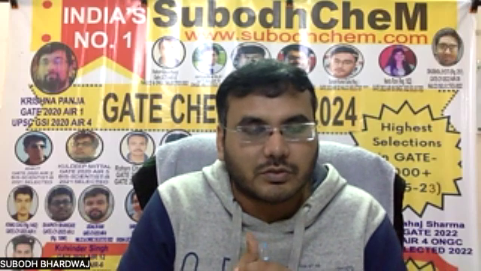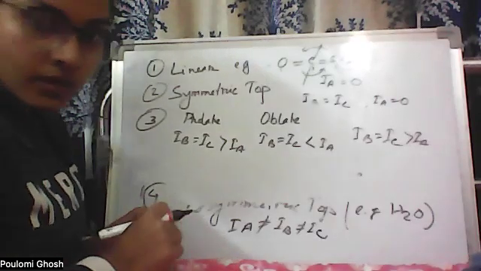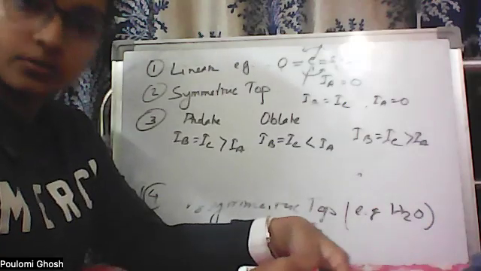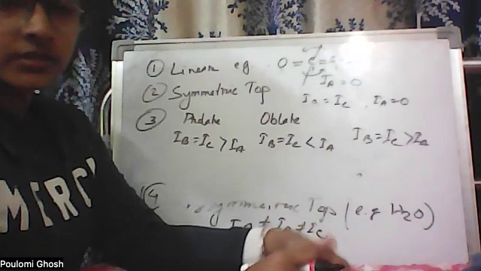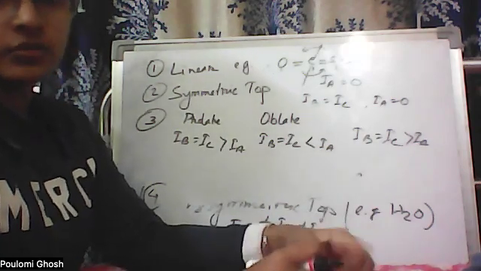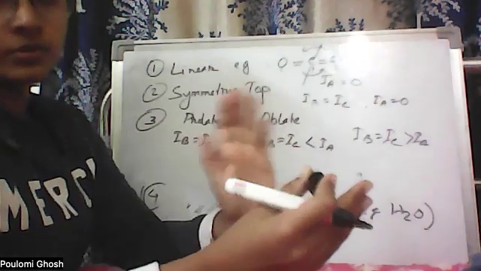What are the main uses of polyatomic molecules in rotation spectra? Sir, from the spectrum, we can calculate the value of B, which is the rotational constant, and from the rotational constant, we can calculate the moment of inertia of a molecule or the internuclear bond distance, the bond length of a molecule.